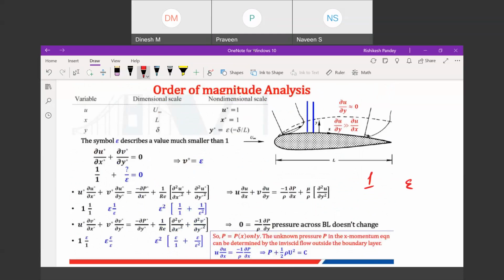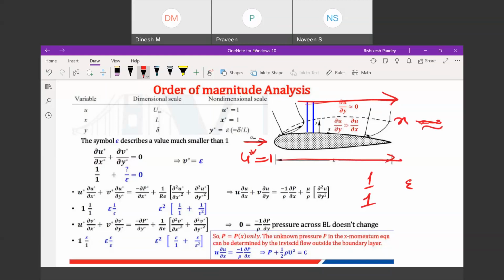The velocity in this direction, u star, is significant, so we can give it as 1 because in this direction the fluid is flowing. So it is having significant velocity. Similarly, in this direction only, if it is flowing, x can be regarded as large. This x direction is very large, so that also can be given as 1.